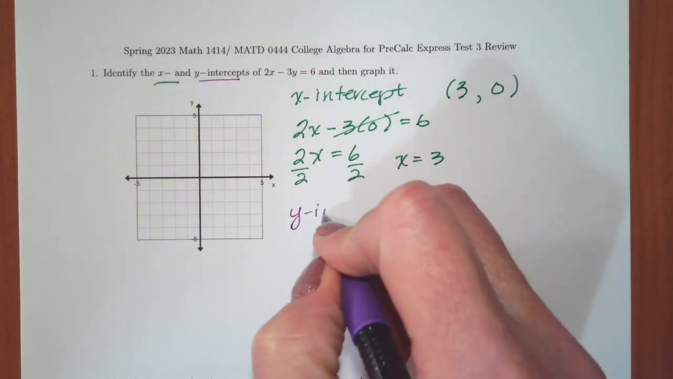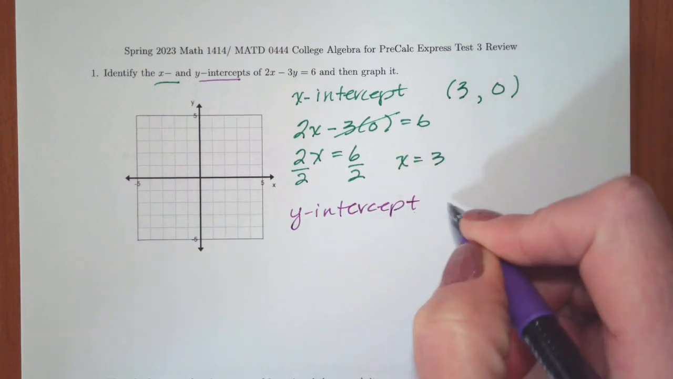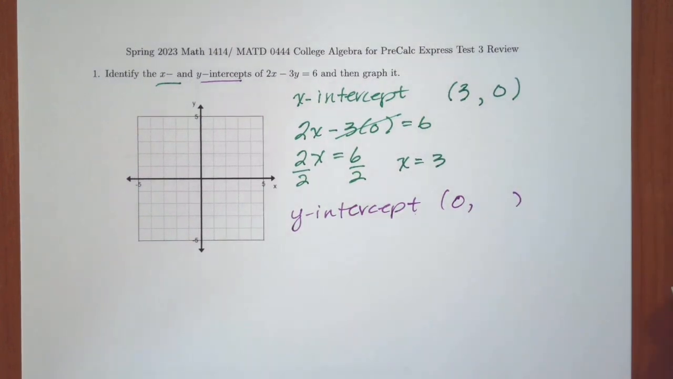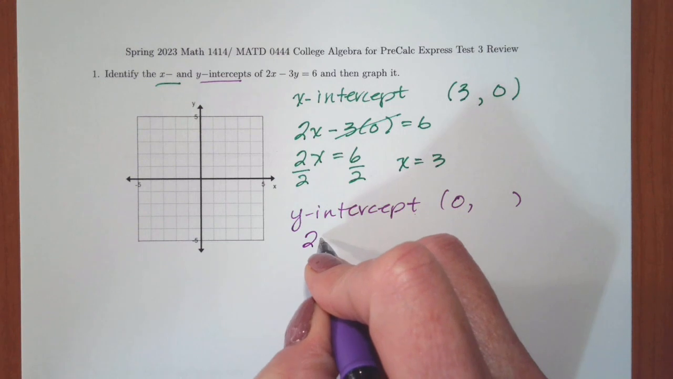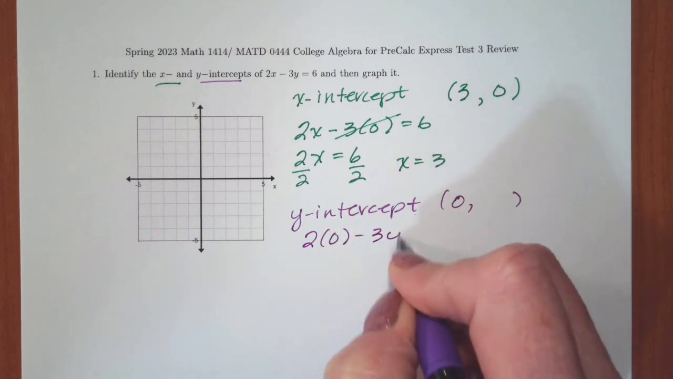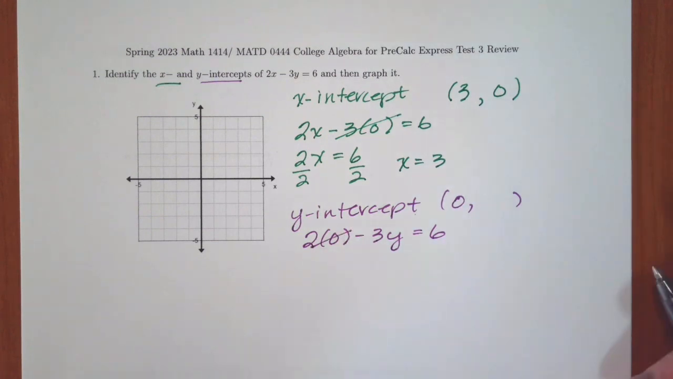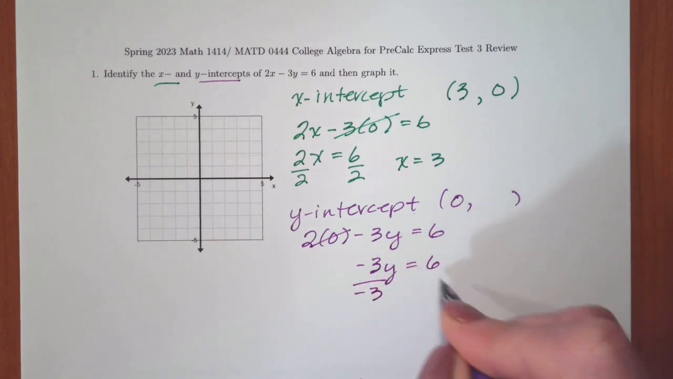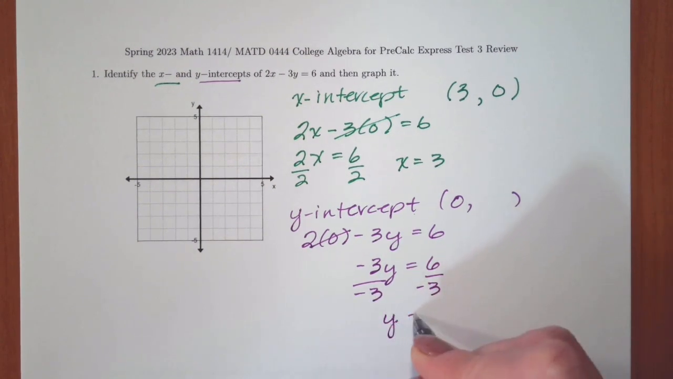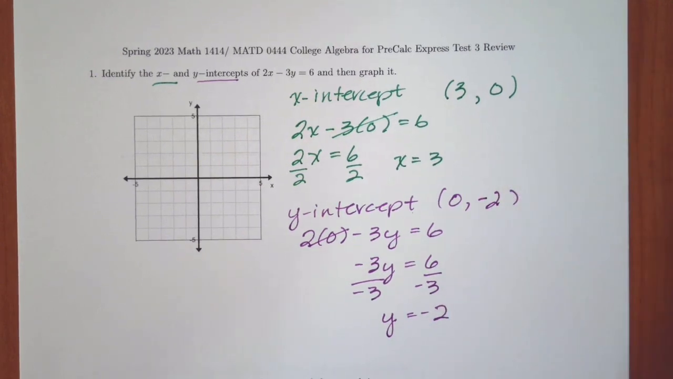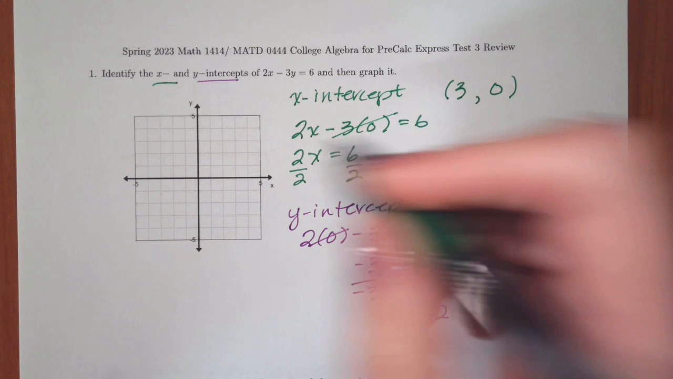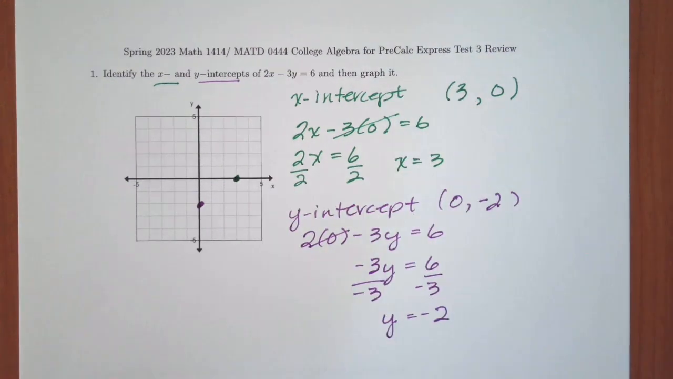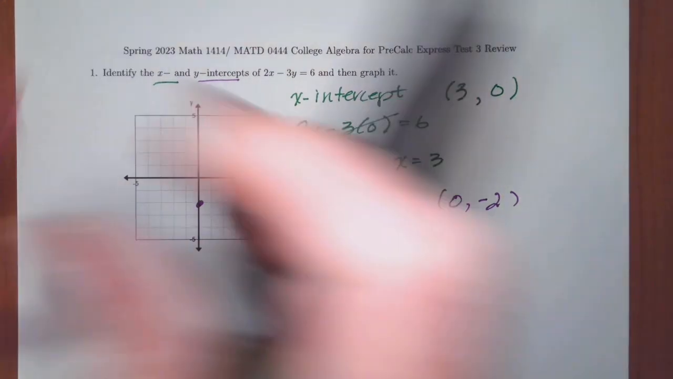For my y-intercept, I know anything on the y-axis has an x-coordinate of 0, so I can put 0 in for x. So I have 2 times 0 minus 3y is equal to 6. Anything times 0 is 0. I get negative 3y is equal to 6. When I divide by negative 3, I get y is equal to negative 2. So my y-intercept is (0, -2). So now I'm just going to plot these points: (3, 0), (0, -2), and then I'm going to connect my dots.